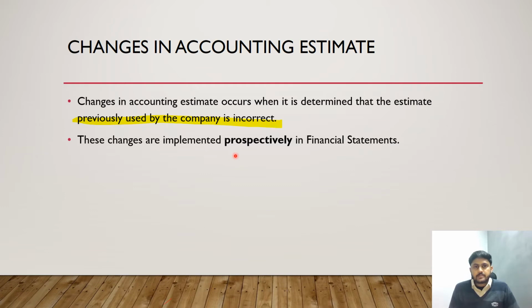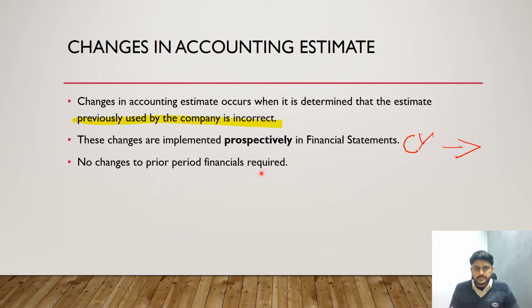These changes are implemented prospectively in financial statements. What is the meaning of prospectively? Prospectively means the effects of these changes should be documented in the current year and all the future years. So no effect should be given to the previous year financial statements even if you are showing comparative financial statements. So the next point is no changes to prior period financial statements.